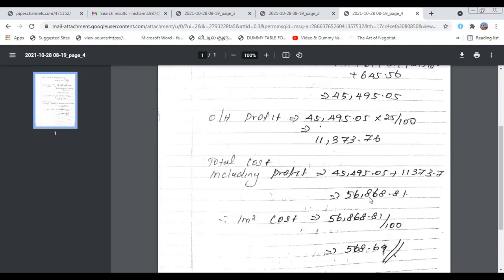Now, the question asks for the calculated unit rate per meter square. Okay, we want the 1 meter square cost. The 100 meters square cost we know is 56,868.81. Now divided by 100 equals 568 rupees 69 cents. That's the cost for 1 meter square.